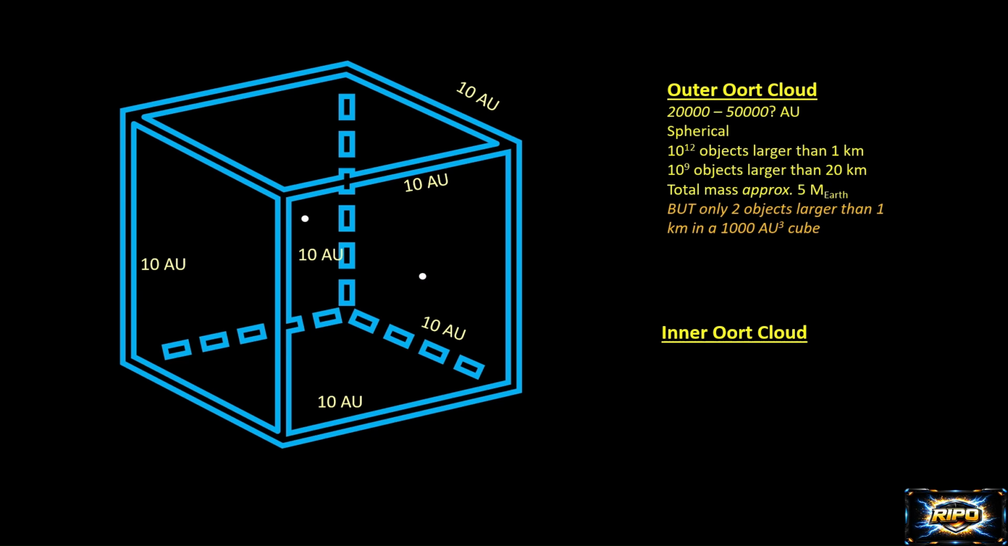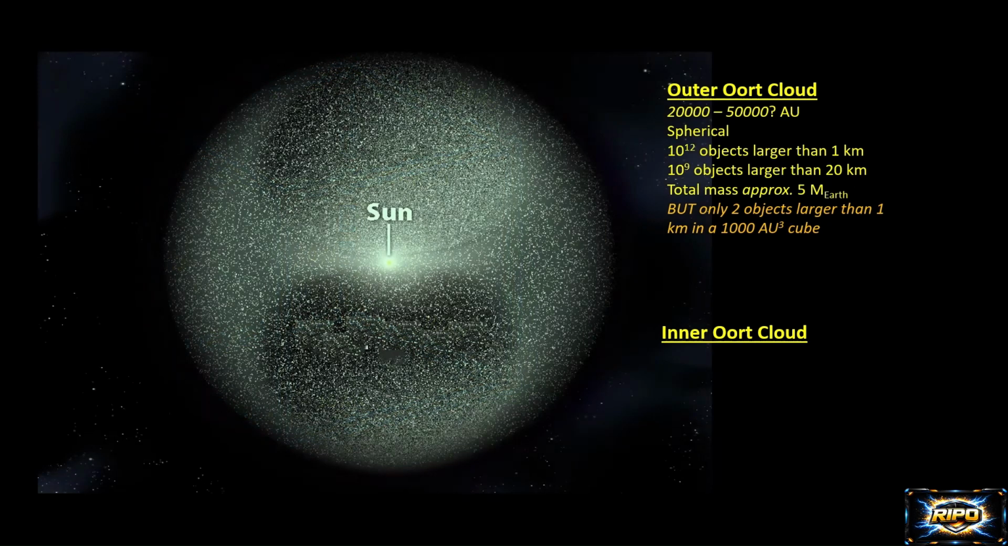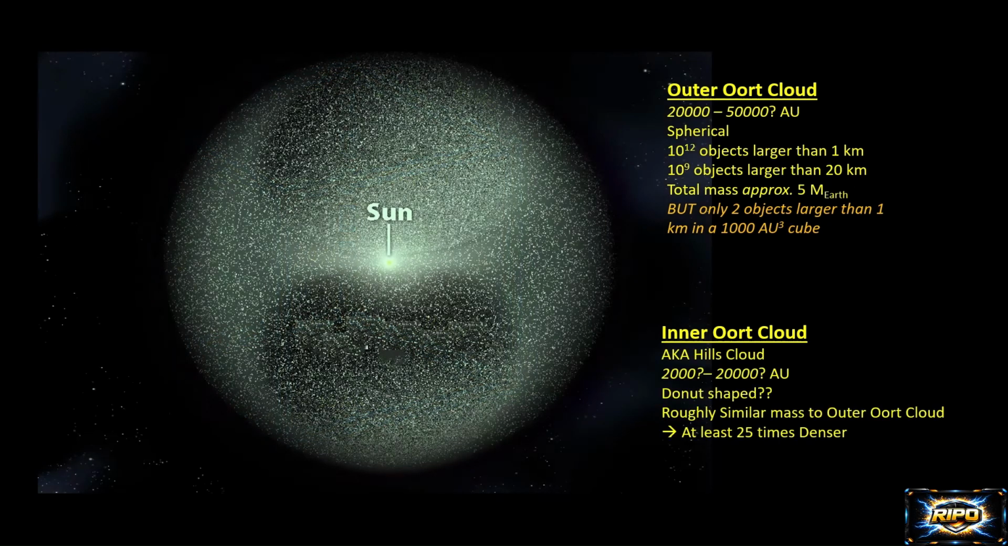The inner Oort Cloud, which is sometimes known as the Hills Cloud, is donut shaped and has roughly similar mass to the outer Oort Cloud, but because of its smaller volume, it must be at least 25 times denser.